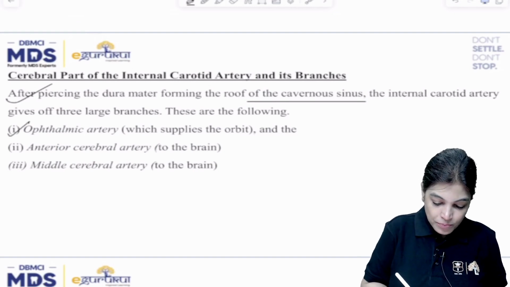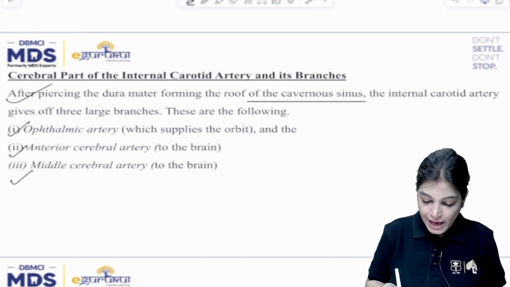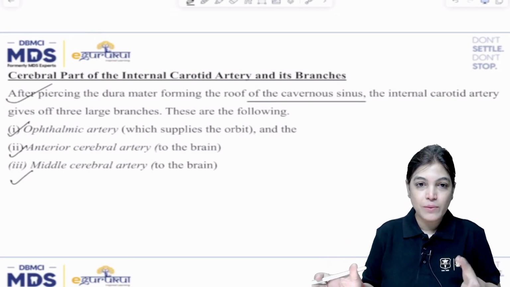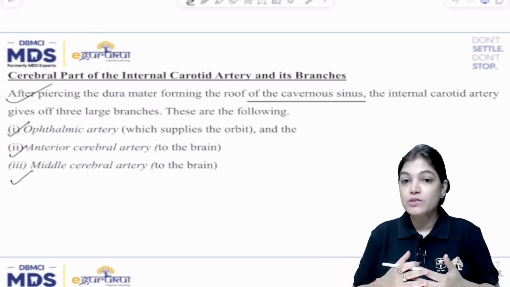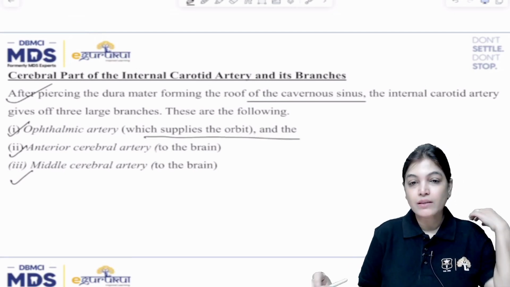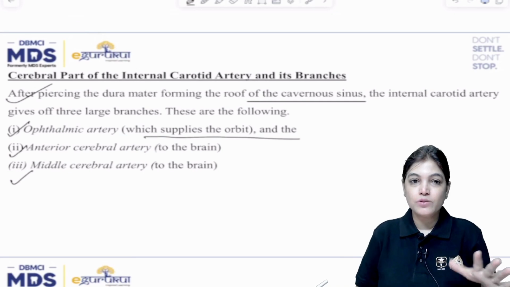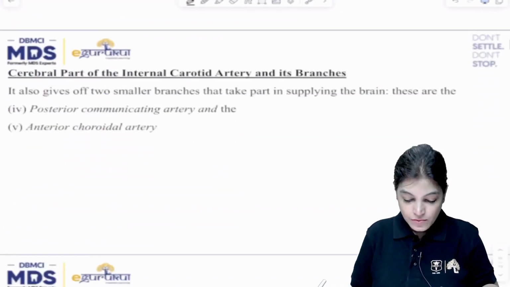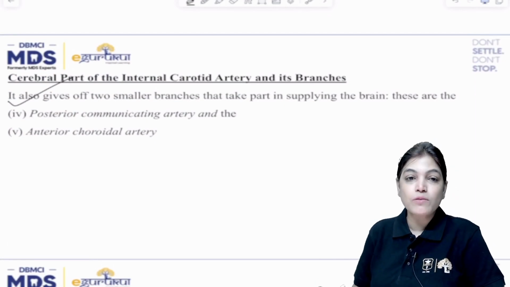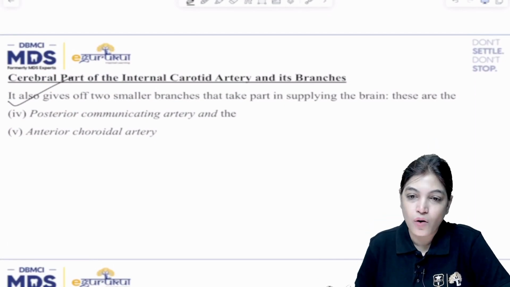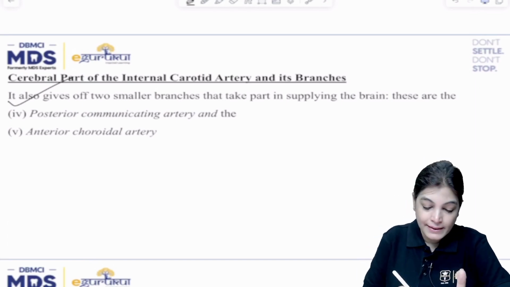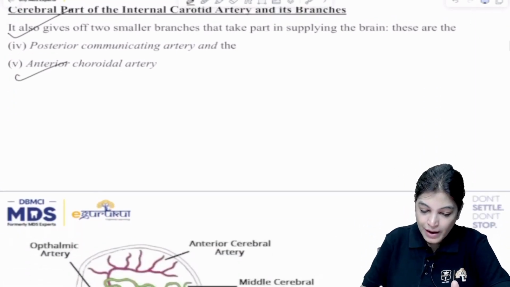The first 3: ophthalmic, anterior cerebral, middle cerebral. The anterior cerebral artery is a major source of blood supply to the medial surface of the brain, and the middle cerebral artery is a major source of blood supply to the superolateral surface of the brain. The ophthalmic artery gives blood supply to the orbit contents. So these are the 3 branches. The cerebral part also gives 2 smaller branches which supply other parts. So we have the posterior communicating and the anterior choroidal artery. So exactly, what was asked in this question was about the anterior choroidal artery. So all these are the 5 branches.